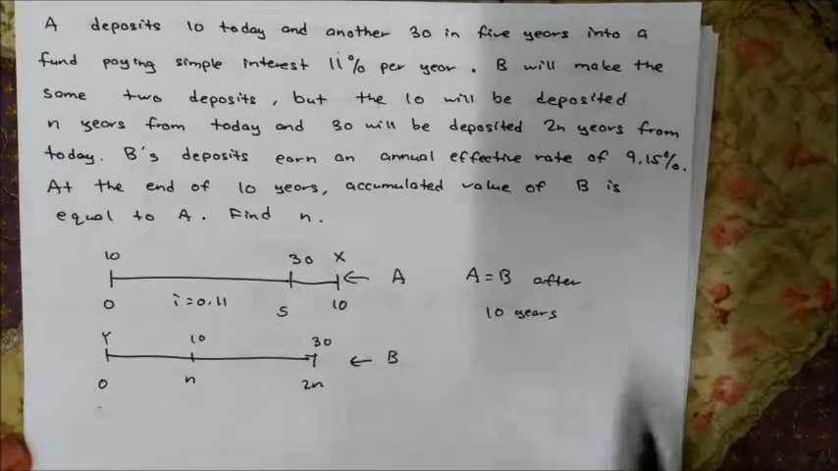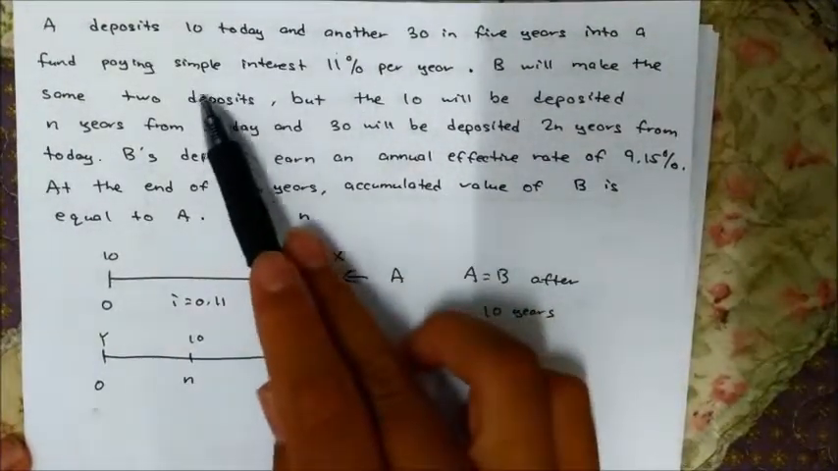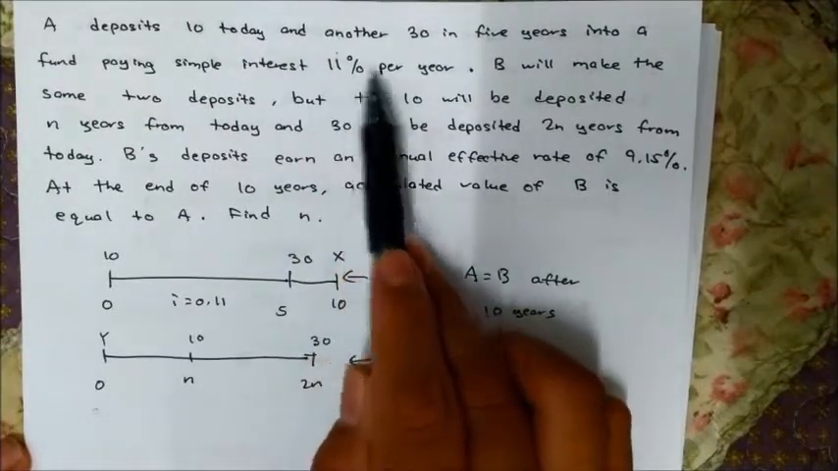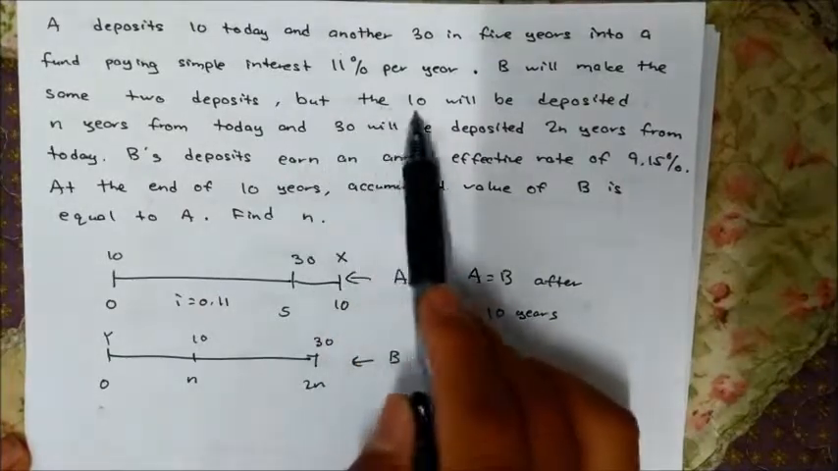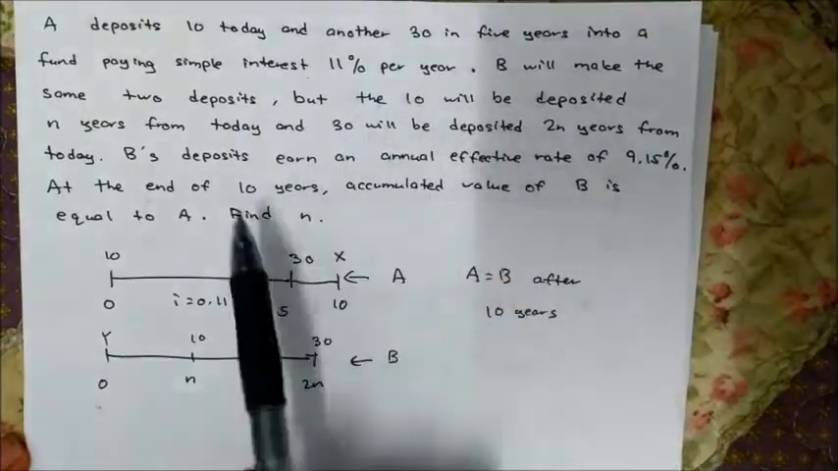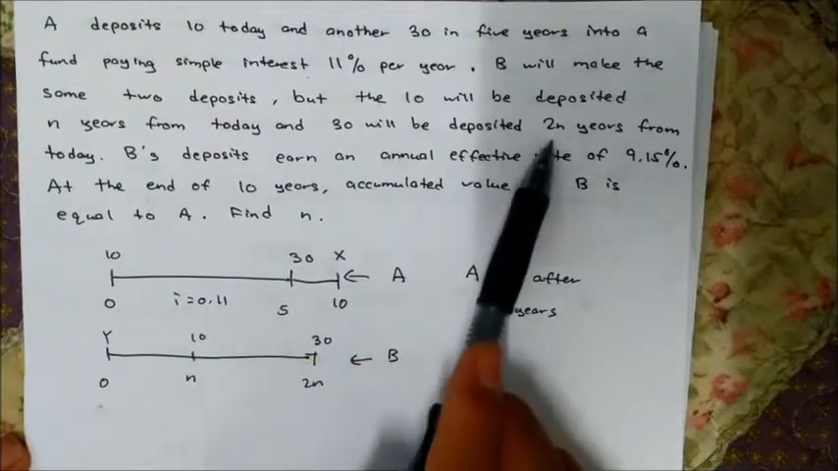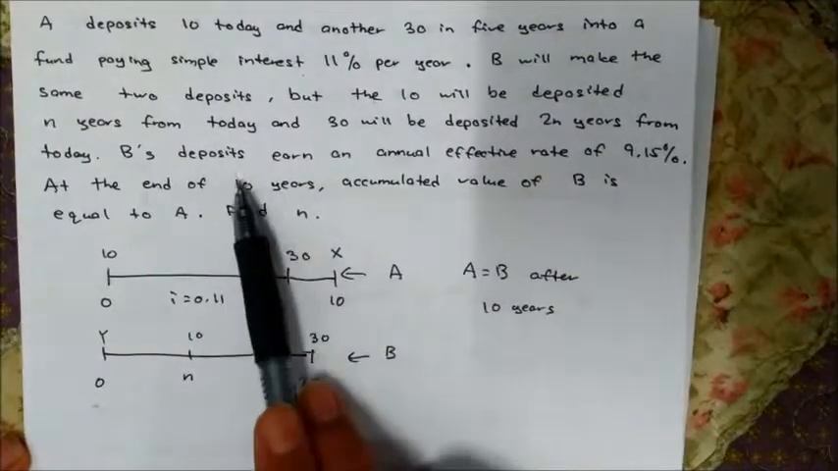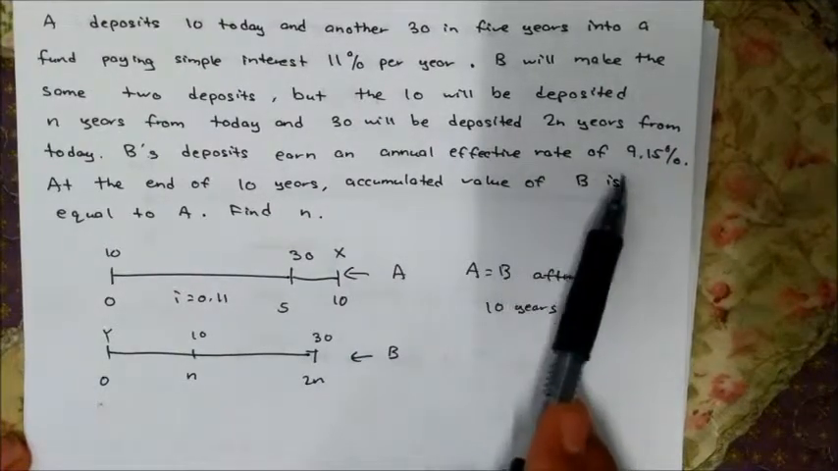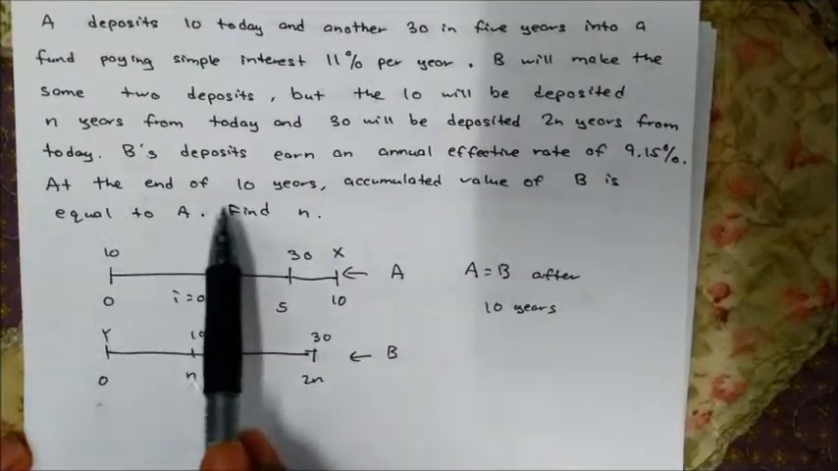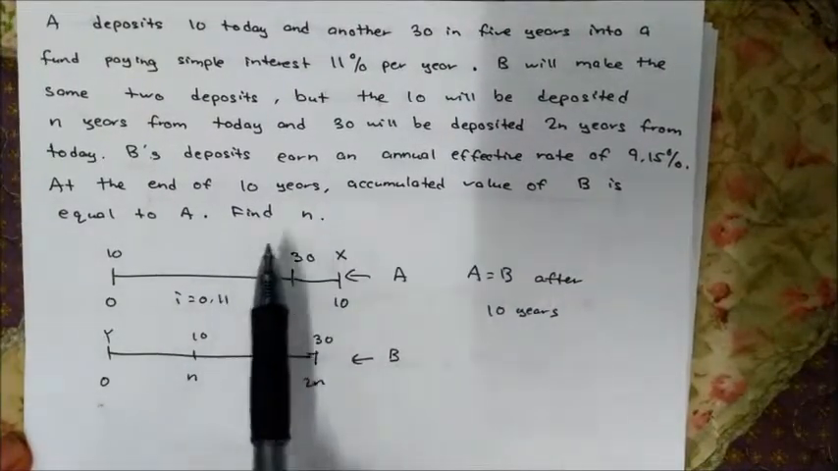A deposits 10 today and another 30 in 5 years into a fund paying simple interest at 11% per year. B will make the same 2 deposits, but the 10 will be deposited at n years from today and the 30 will be deposited at 2n years from today. So B's deposits earn an annual effective rate of 9.15%. At the end of 10 years, the accumulated value of B is equal to A. Find n.